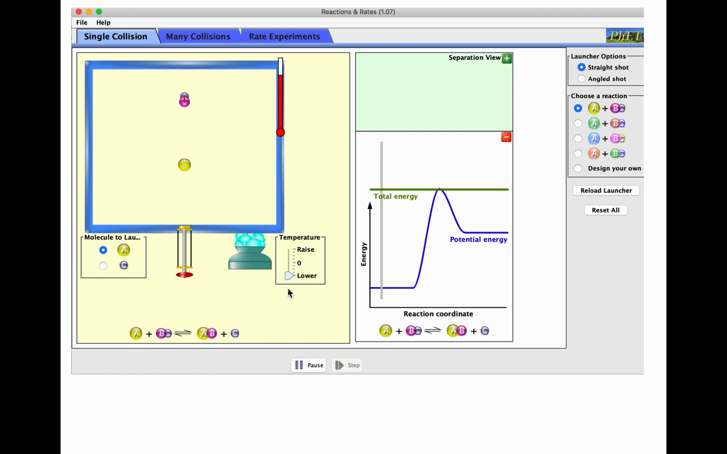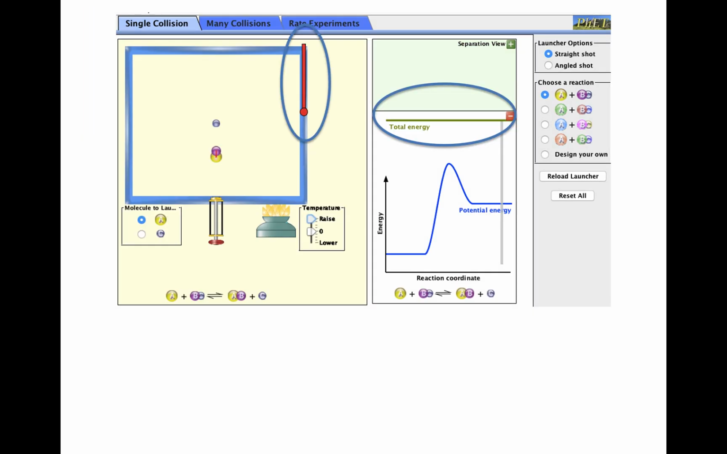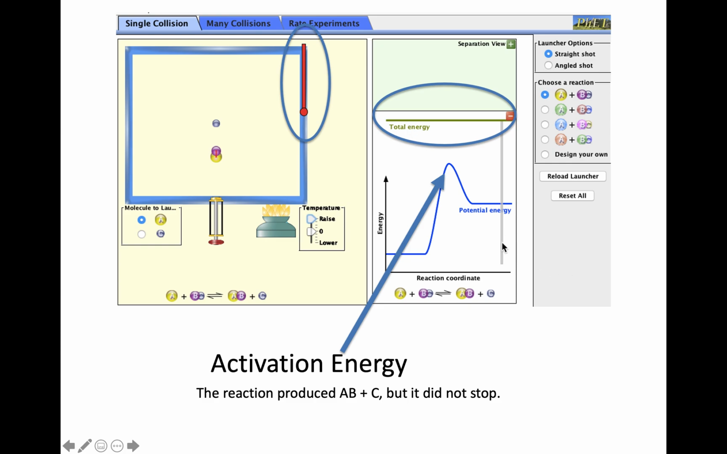What do you predict will happen if we lower the temperature? Okay, we're back to having collisions, but no reaction. Crucially there, when we raised the temperature, we were able to raise the total energy that would accompany this collision. We had a chemical reaction take place when the energy of the collision was above this peak. That's called the activation energy. The reaction produced the AB plus C. It gave us the products, but we noticed it didn't stop. It would convert from one to the other, and it kept going back and forth with each collision.